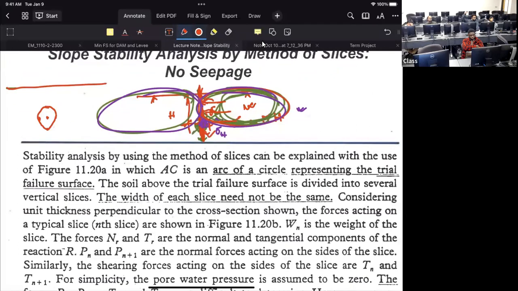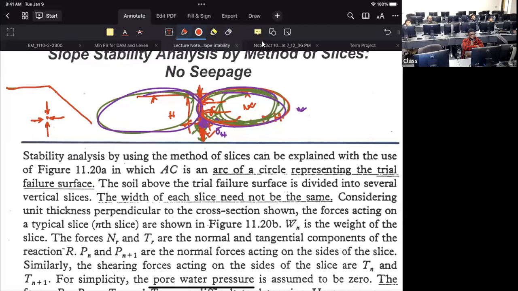Now, if I try to draw it in a different way, this is my vertical load, whatever the upward and downward is equal, right? My horizontal load, left and right is equal. If I make a slope here, what might happen? Left and right is not equal, right?